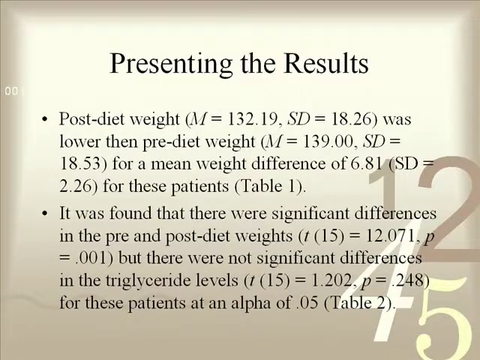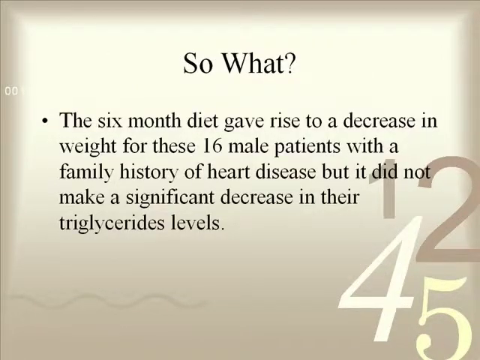The next bullet there is answering the research question. It was found that there were significant differences in the pre and the post diet weights. And the t again, that's the statistical test that we need to report. But there were not significant differences in the triglyceride levels for these patients at an alpha level of 0.05. And the so what, we always need to answer the so what. What's it mean? Who cares? At the end of everything, we need to answer the so what.